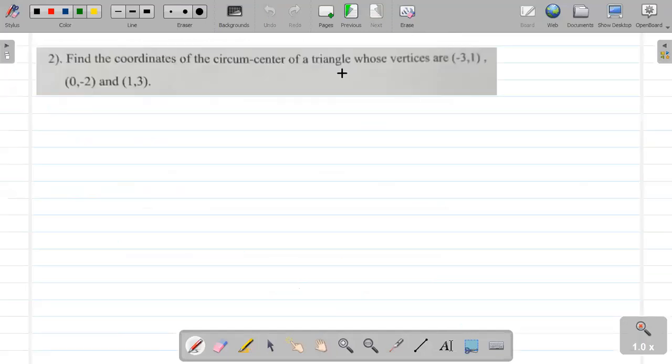And then we have the last question, which was to find the coordinates of the circumcenter of a triangle whose vertices are (-3, 1), (0, -2), and (1, 3). Now for this question, you need to understand what a circumcenter is.